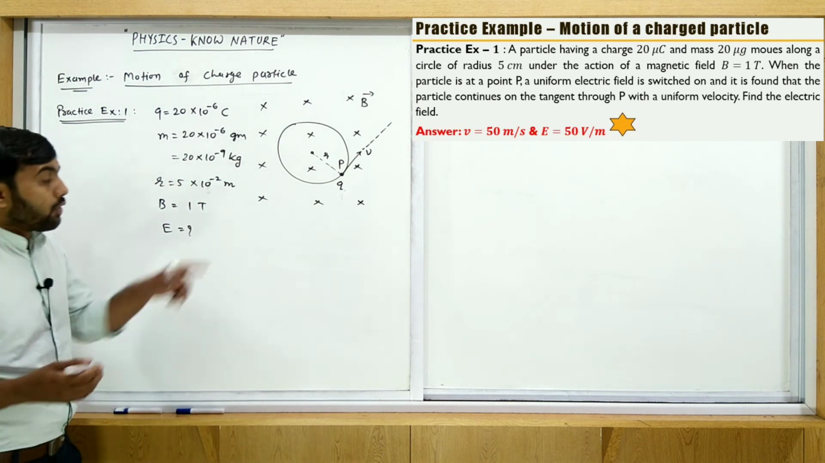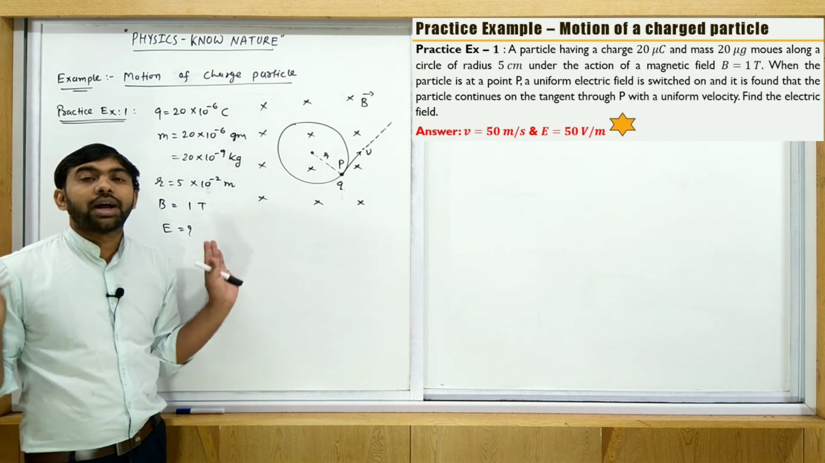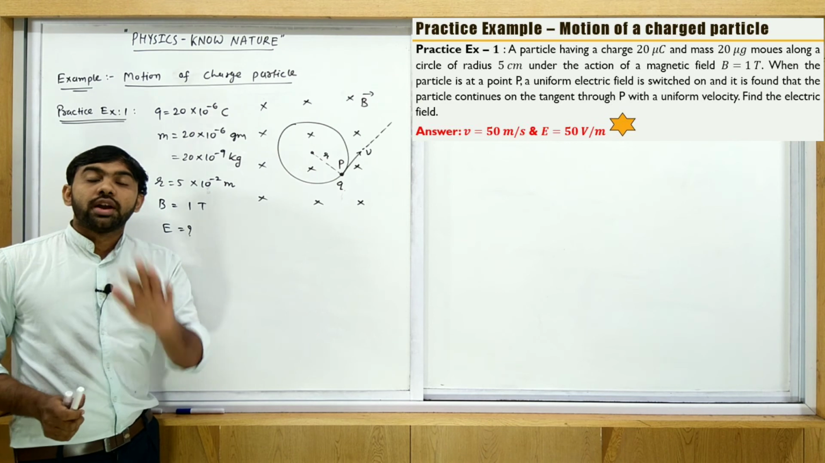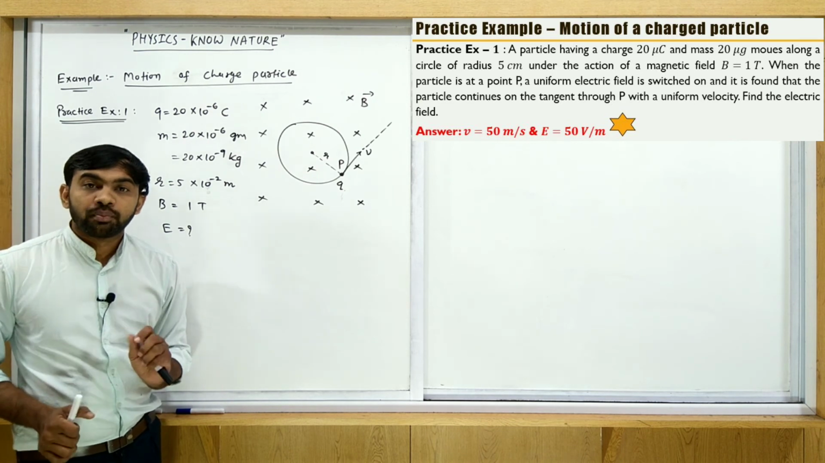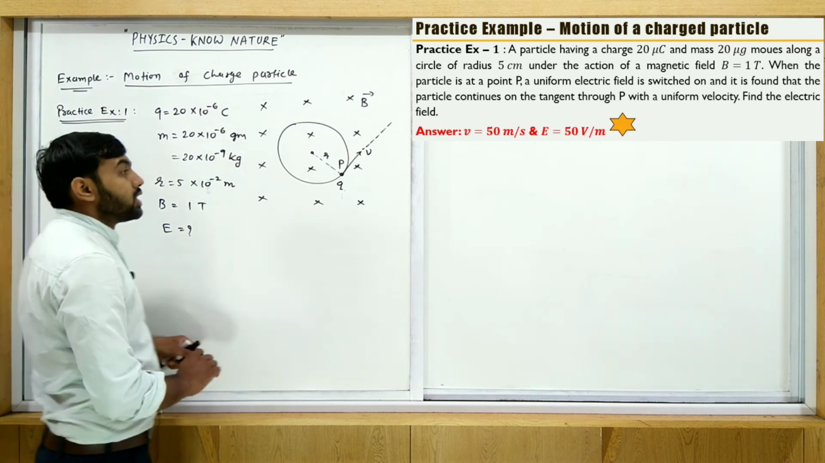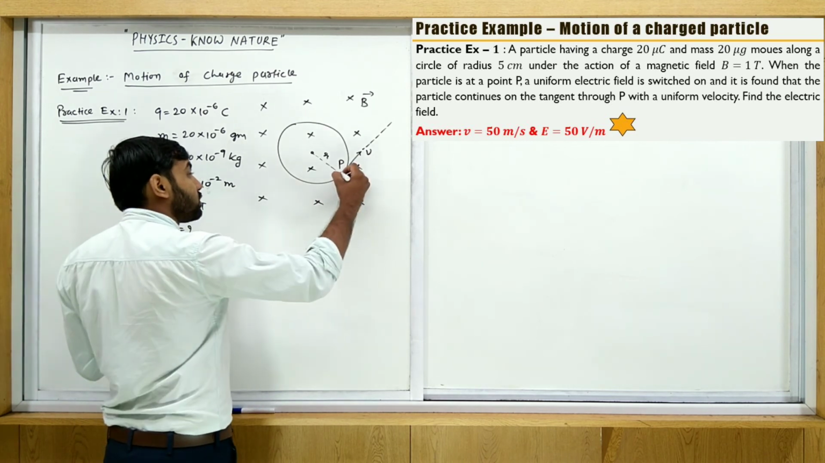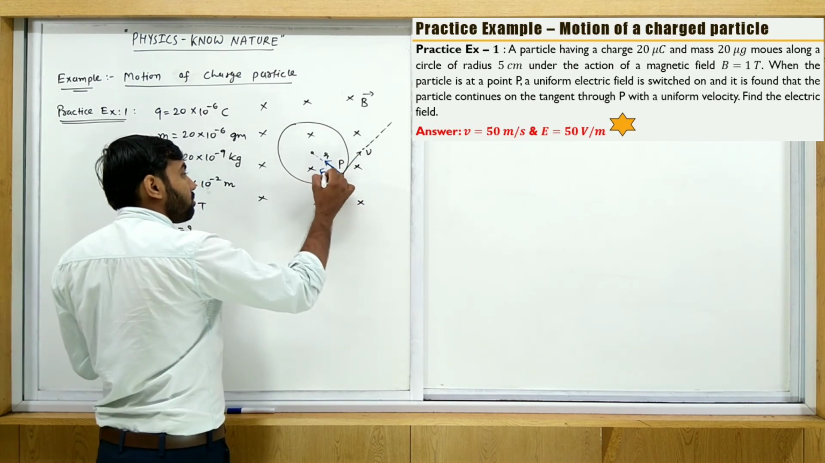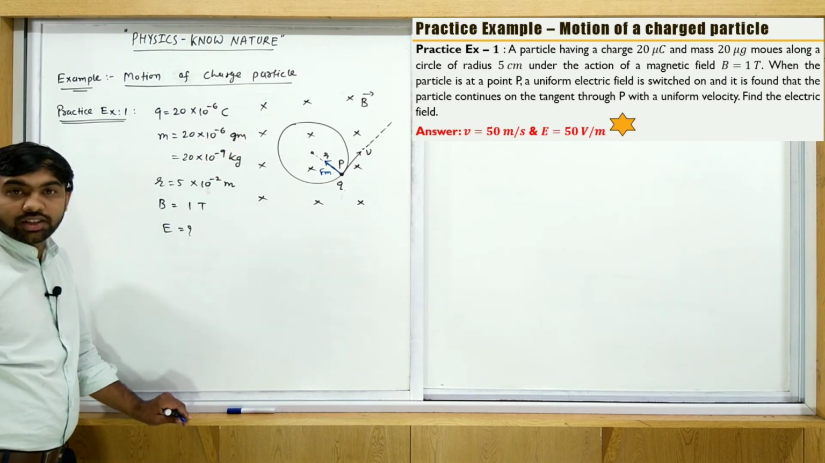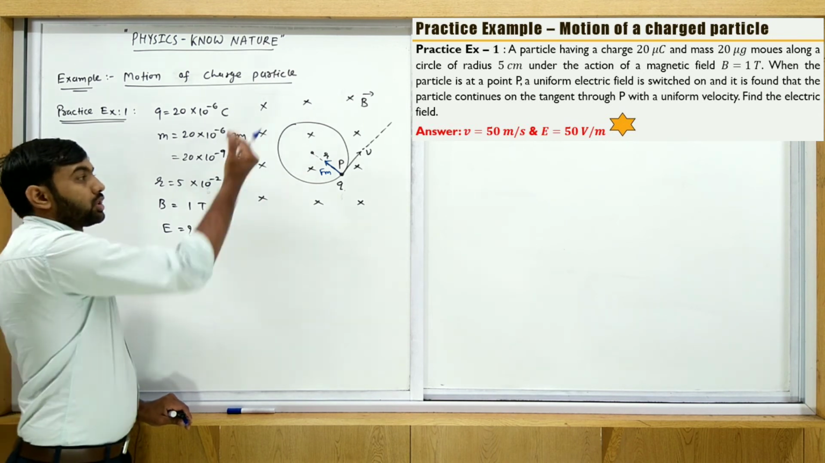It means when the particle reaches the point P and the electric field is switched on, the net force on the particle becomes 0. Otherwise velocity is not constant. If velocity is constant, the net force on the particle is 0. Then first find the direction of the magnetic force. In this case the magnetic force must be along the radial direction, as we know. Because this particle is rotating along a circle, this magnetic force is working as a centripetal force. So the centripetal force is towards the center.